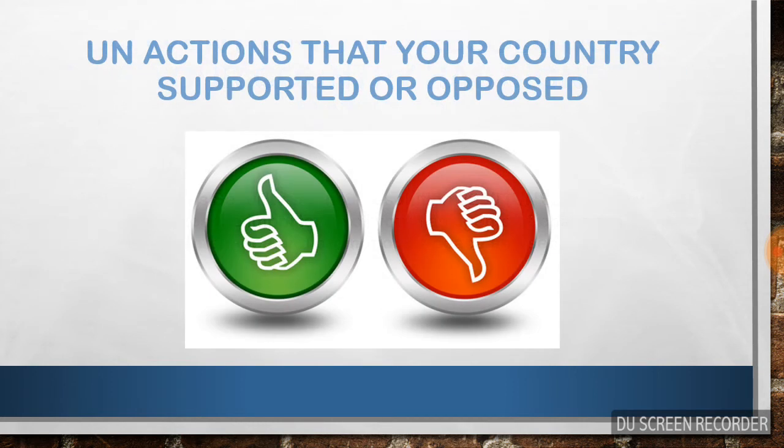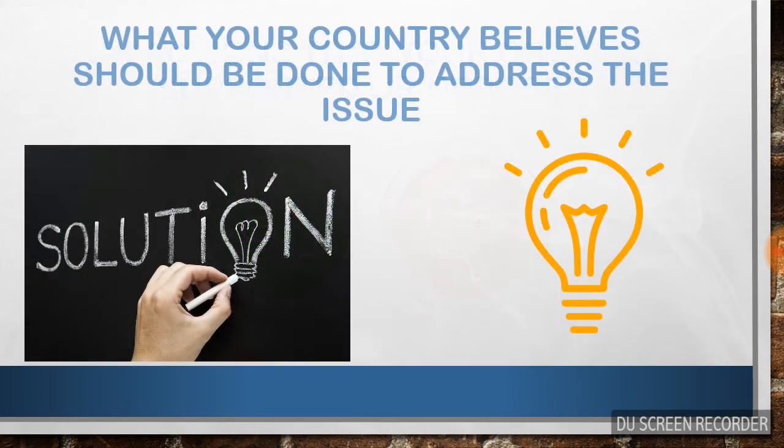United Nations actions that your country supported or opposed. And of course, what your country believes should be done to address the issue. This is the most important section that you need to include in your position paper, which is the solution to the issue at hand.